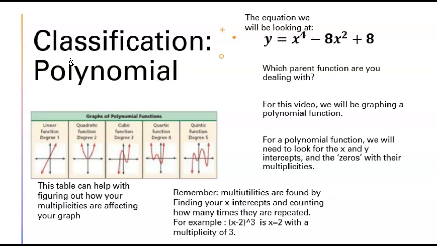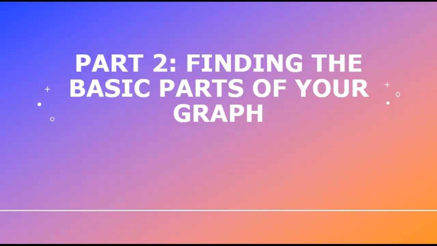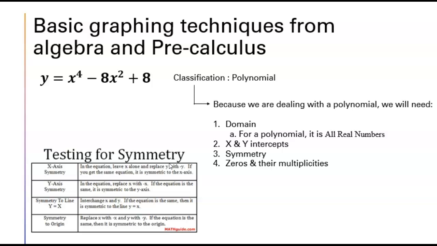Because we're dealing with a polynomial, there are certain aspects that are a little bit more important, like the zeros, for example. I have here a table with the multiplicities and how they react, just for a little bit of a refresher if you need one. So, finding the basic parts of your graph. This is before we get into the derivatives.